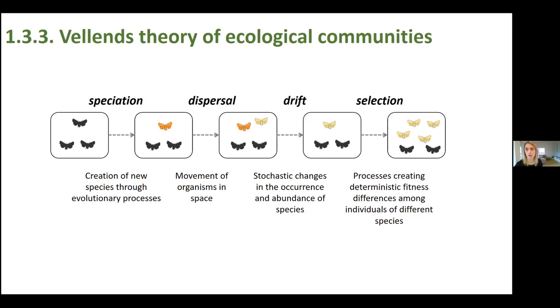What is selection? Selection is all those processes creating deterministic fitness differences among individuals of different species. So that, for example, here, the white moth, the white species, has some trait that makes it have a better fitness in the environment that it is in, and it becomes more abundant, for example. That would be a selection process.